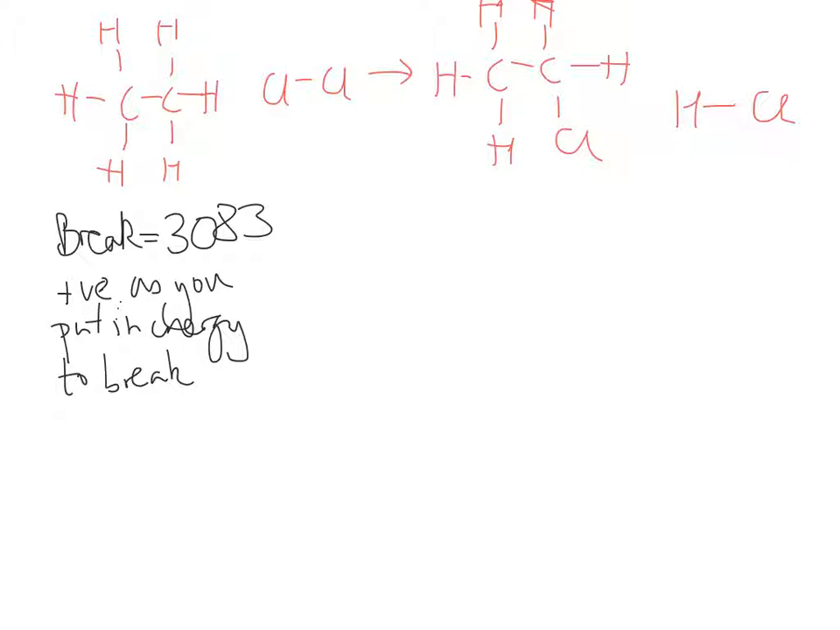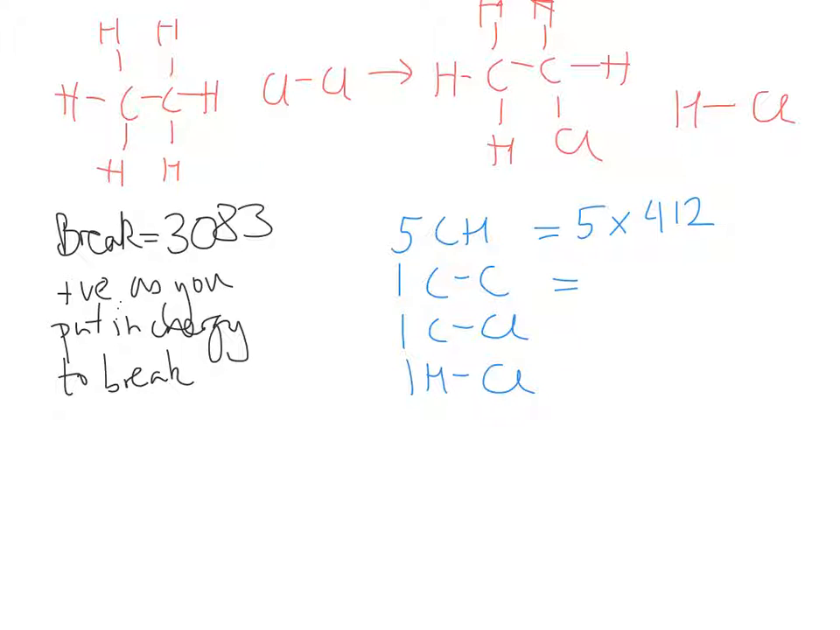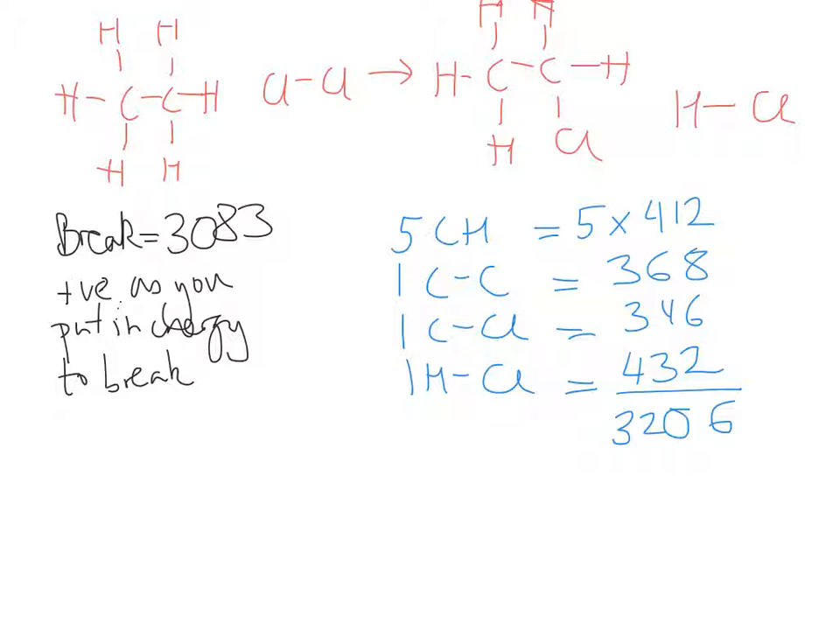We're going to look at what we form in the products. We form 1, 2, 3, 4, 5 C-H bonds. Okay, we are going to form 1 C-C bond. We are going to form 1 C-Cl bond. Okay, and don't forget that we've also formed 1 H-Cl bond. So this will be 5 times 412. That is 368 from the table. This is 346 from the table, and this is 432. So you add all these together, and it comes to 3206.